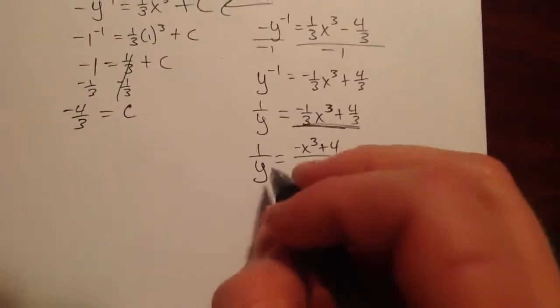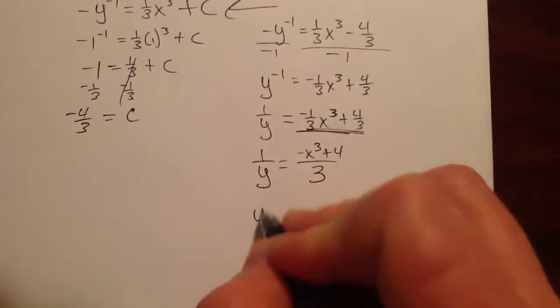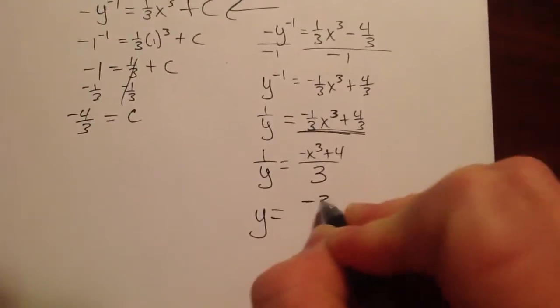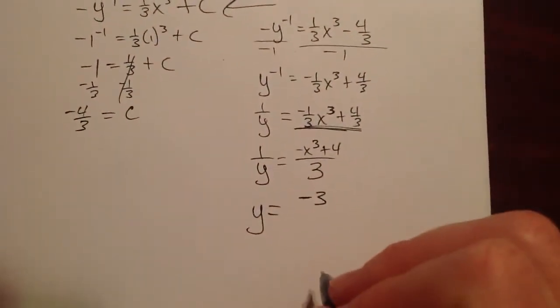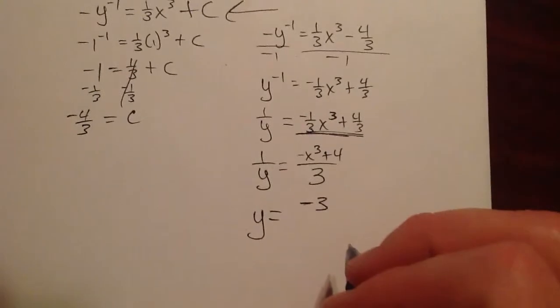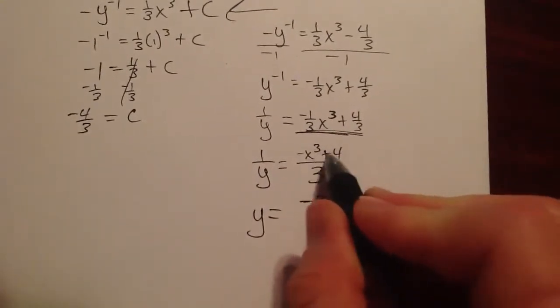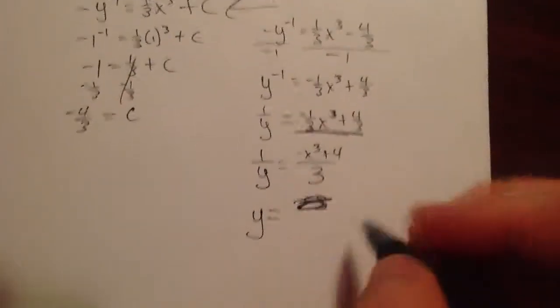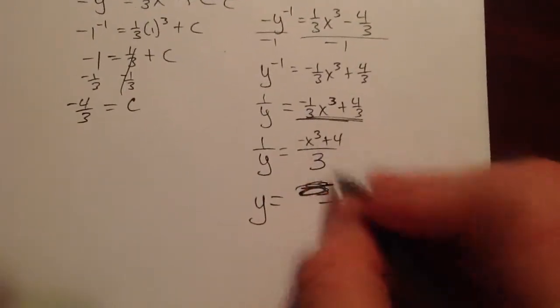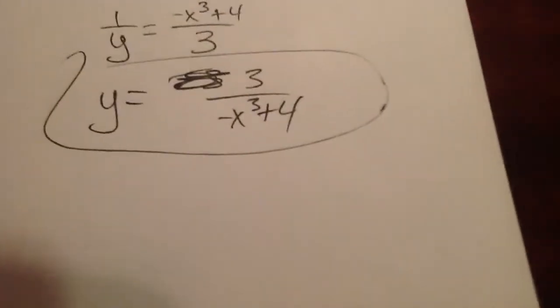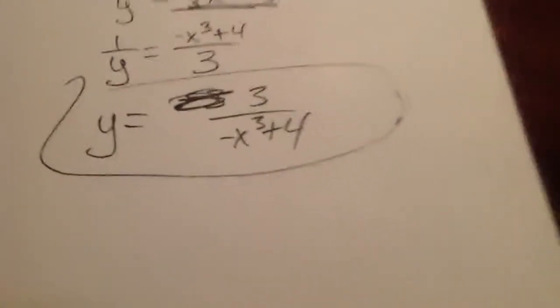Flip them both, however you want to think about it. Y equals, usually write the negative on top because it looks nicer. Negative 3, well no, that's not going to work because then I'd have to change that sign. We'll just leave it: 3 over negative x to the third plus 4. That's good enough. So that's that. You're going to have to do that in your homework.